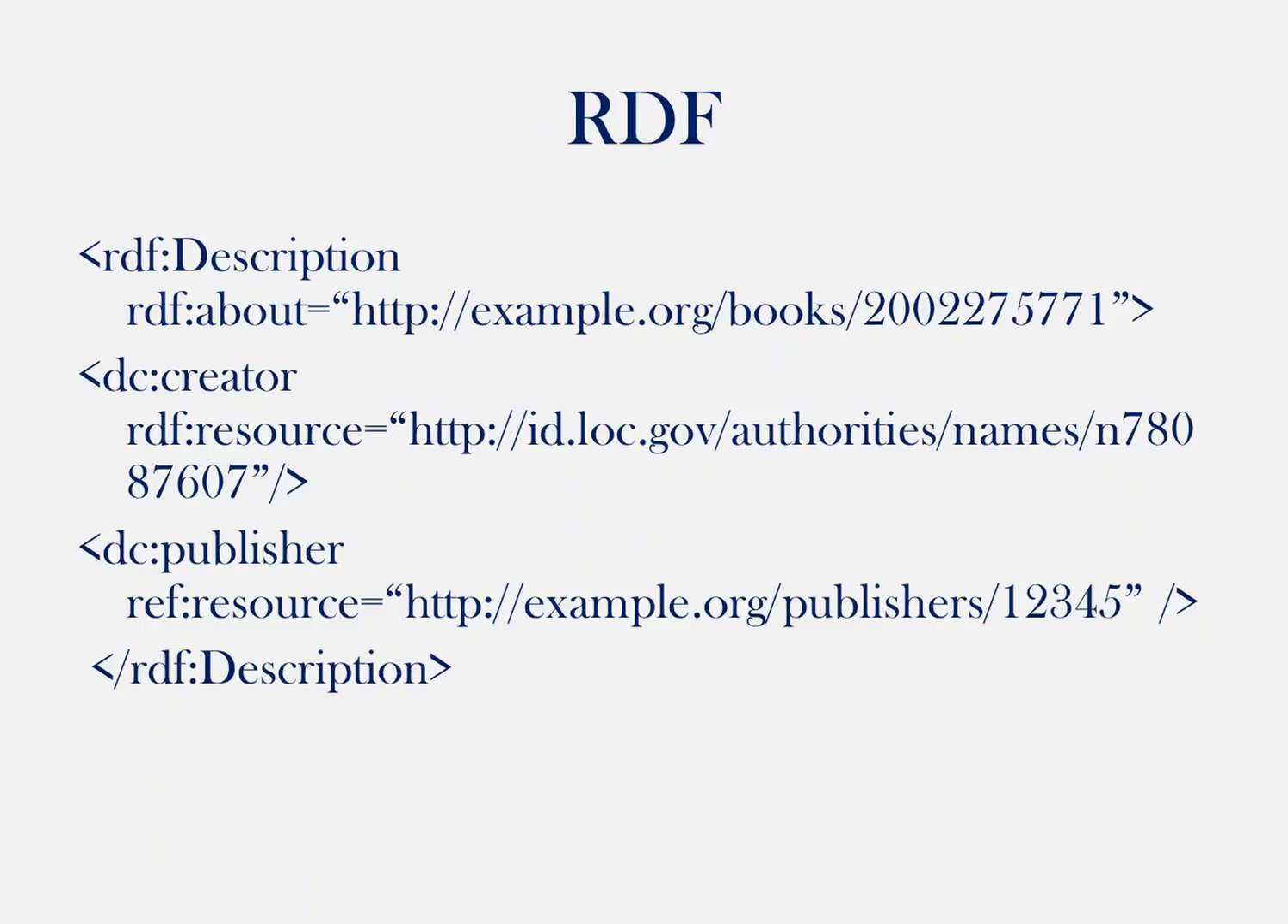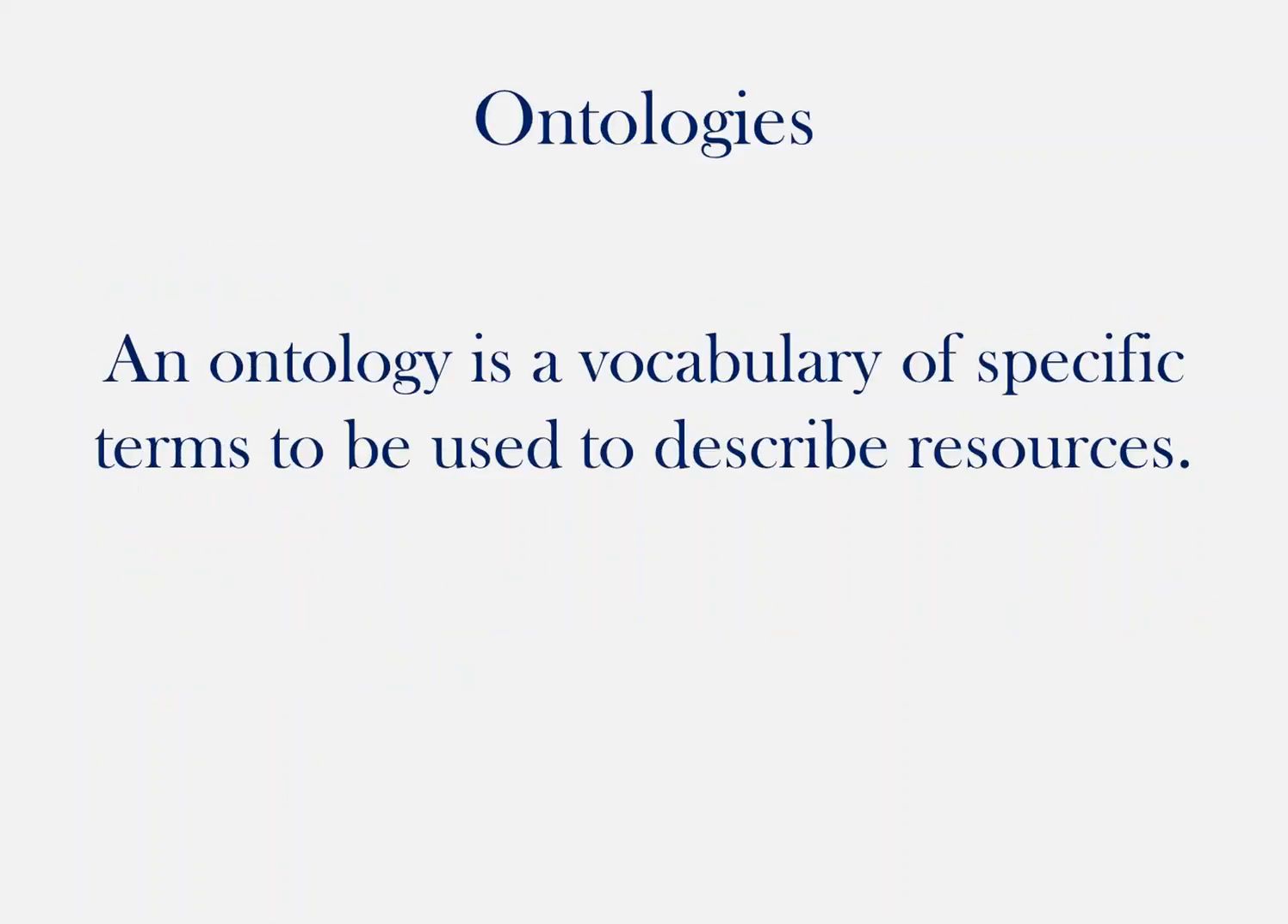If you can see, we're using controlled vocabularies in order to say that yes, this is a standard relationship, and other people out there on the web doing different things but similar, they're going to use these standard relationships as well. So they're going to use an ontology as a way of describing specific terms to be used to describe resources. Sound familiar? This is what librarians do.